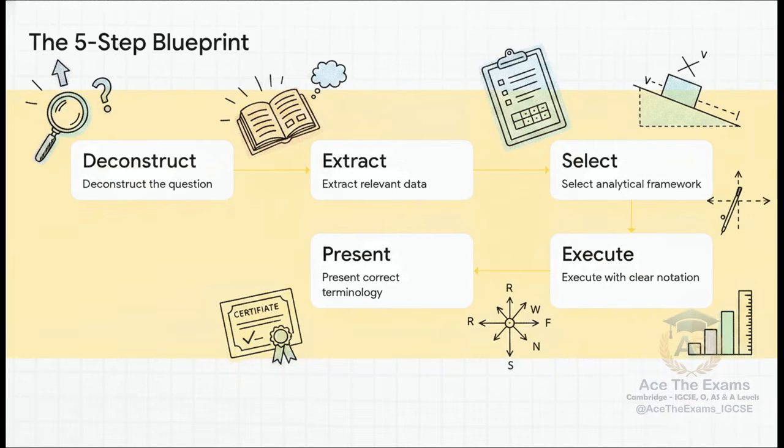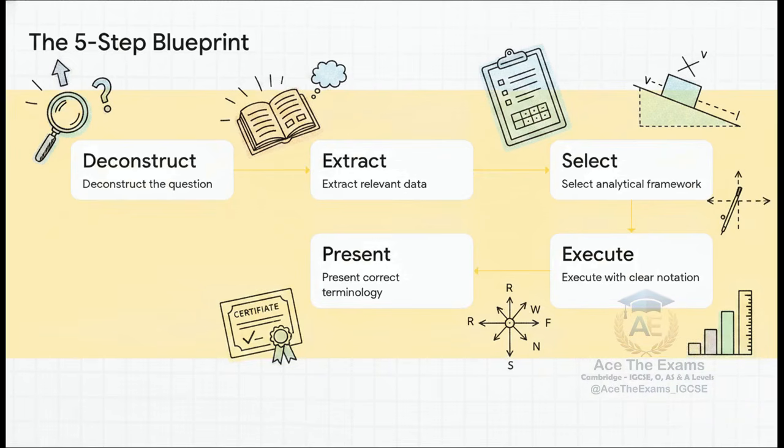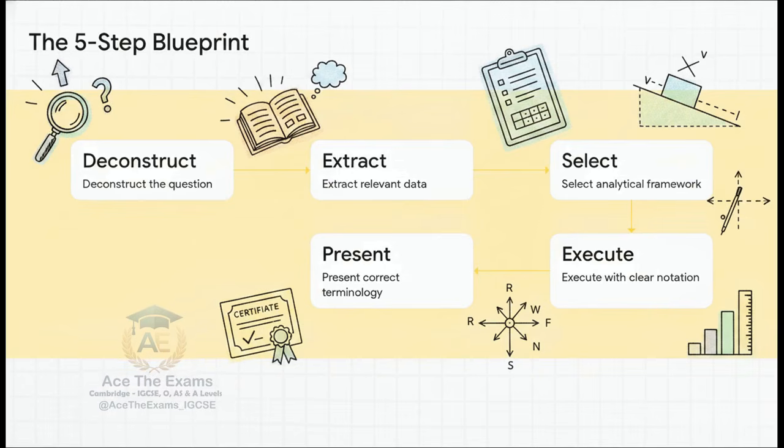Deconstruct the question. Look at it critically. What are the specific command words? Are you being asked to find, show, evaluate, or calculate? Each verb demands a totally different approach. Step 2 is extract. Extract the relevant data. Pull the raw numbers, the angles, and the physical constraints out of that messy, complex paragraph they've given you.